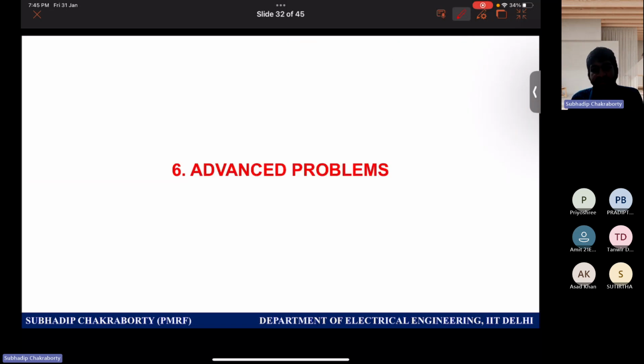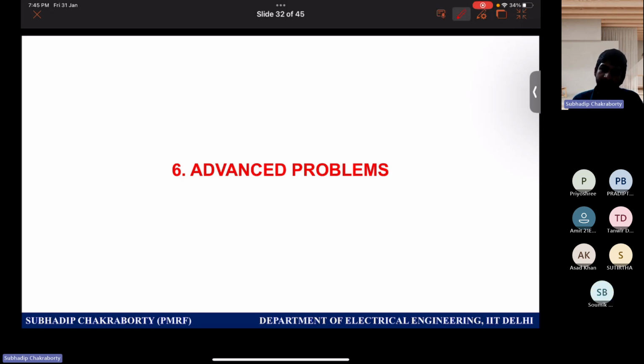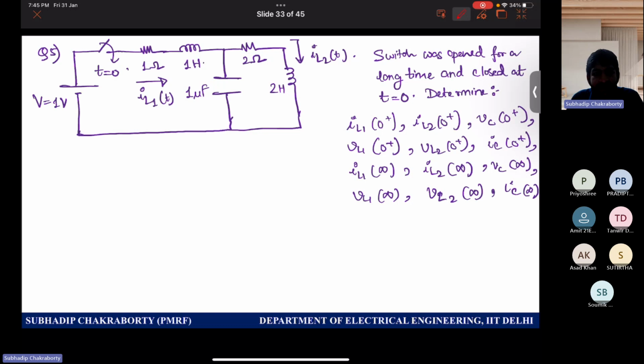Now we go to the 3 advanced problems that I have kept. Advanced means nothing but a greater number of solutions you need to do, just to tackle such problems with multiple L and C, so that you can do all kinds of problems. I just want to ensure that. So advanced problem number 1 has multiple L and C, and it is asking you to determine these parameters.